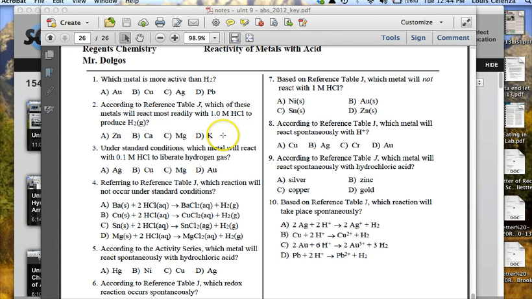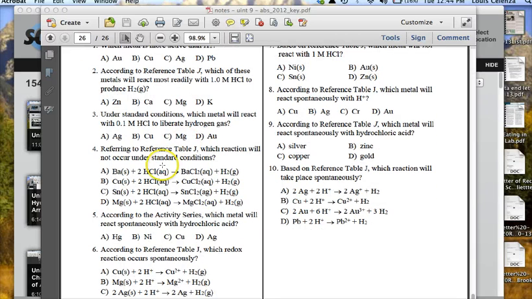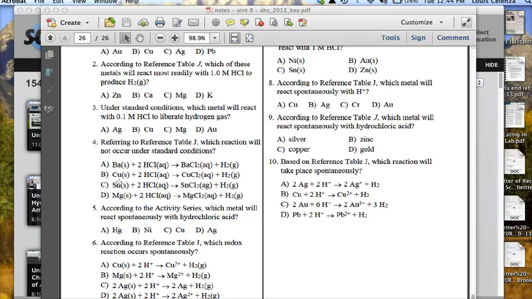So you're looking for which one's the highest on table J, and I think K will be the one that's the highest. It's the third from the top. If you look here, it says referring to reference table J, which reaction will not occur. So you're looking for the metal that doesn't react with an acid. The only one listed that doesn't occur is copper. It's below H2 on the table. It will not react with the acid. The other three will. And I think you basically get the idea about this, so I'm not going to go through all of these. And that's it for this unit.